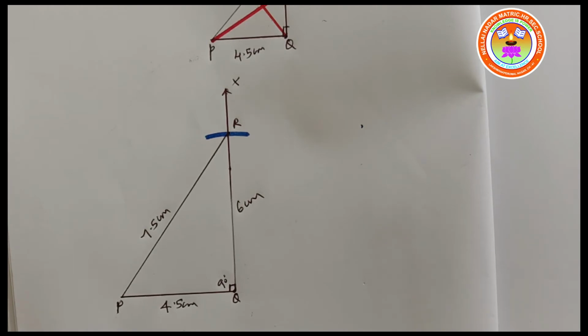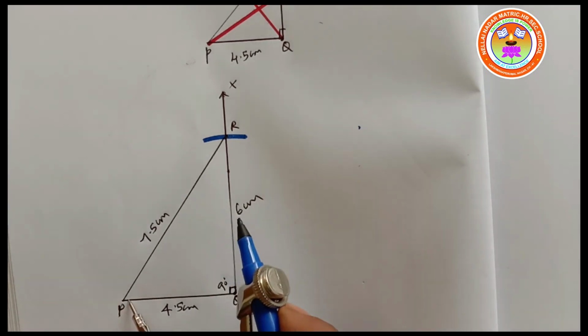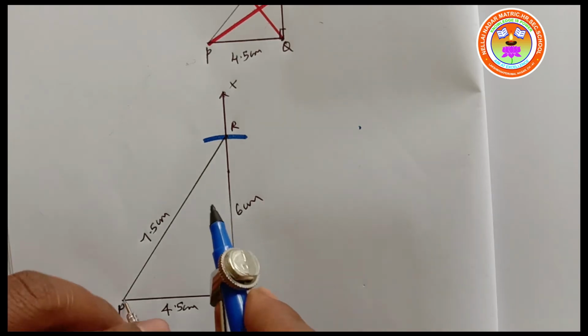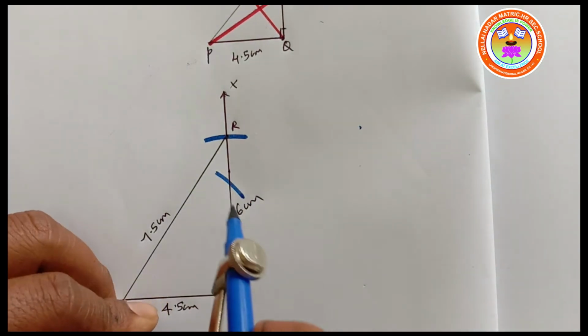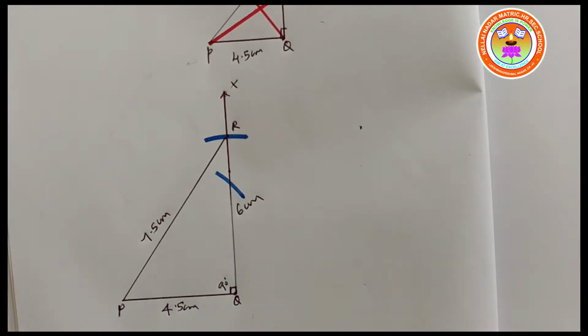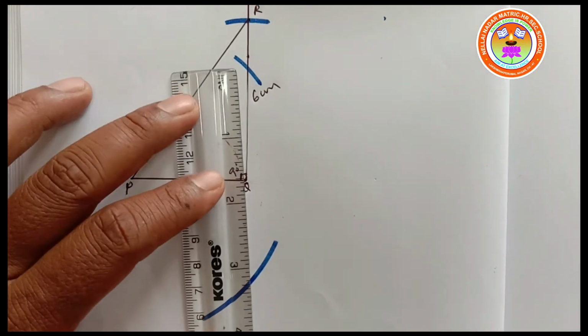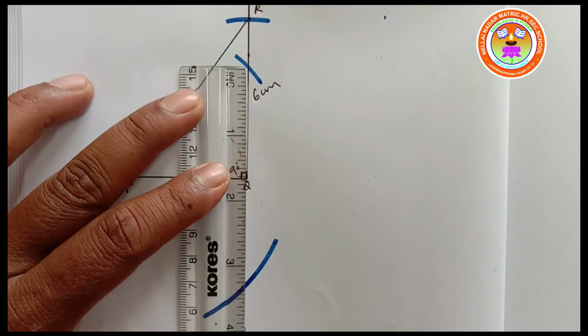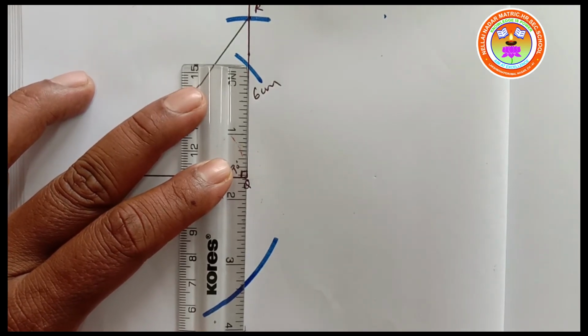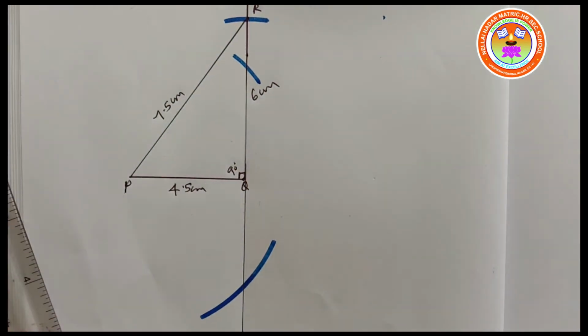Triangle PQR. Now to find orthocenter, so we have selected point P and Q. It's clear, children? Now P as center, cut arc like this, right? Now I extend the line. With same radius.